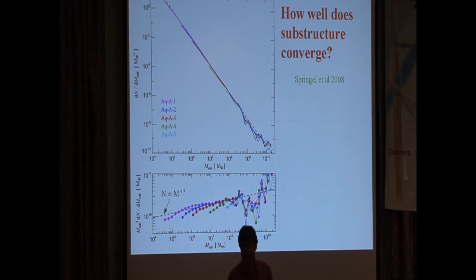Now I move on to the substructures. That's all I wanted to say about shapes. So we can ask, can we get convergent results for the number of small lumps inside of big lumps?